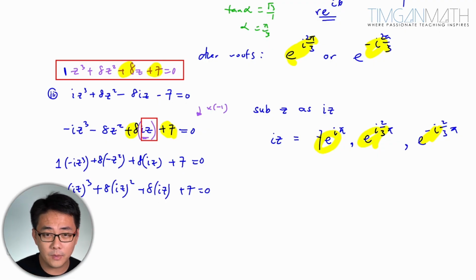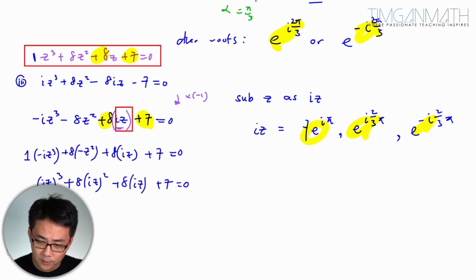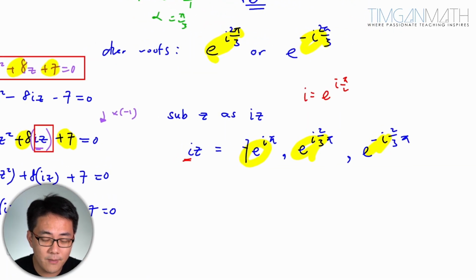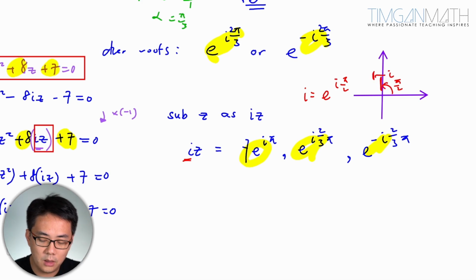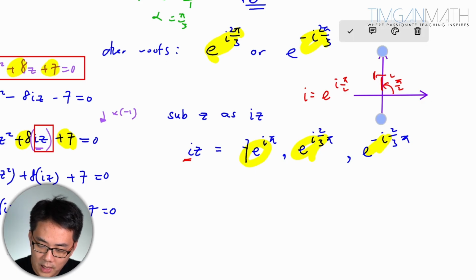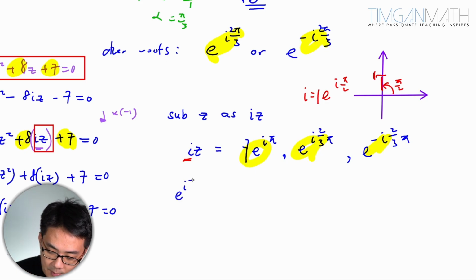Then once the substitution is done, you need exponential form. This i needs to change to exponential form as well. i is e^(i pi/2). You need to know that. And if you ask why, please draw the Argand diagram. i is here, so this is pi over 2. This is 1 unit. So i is just e^(i pi/2). So what I'm going to do here is put this as e^(i pi/2).